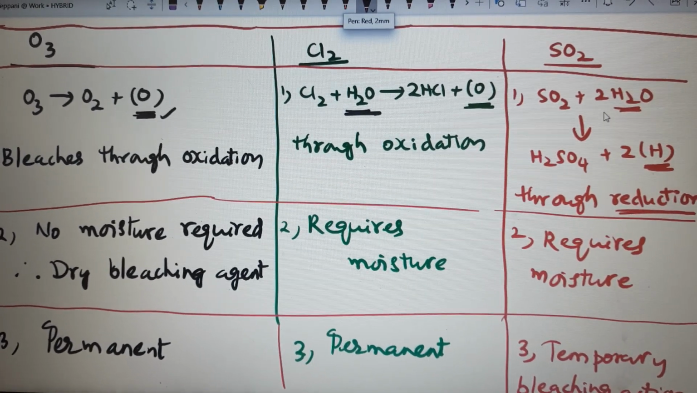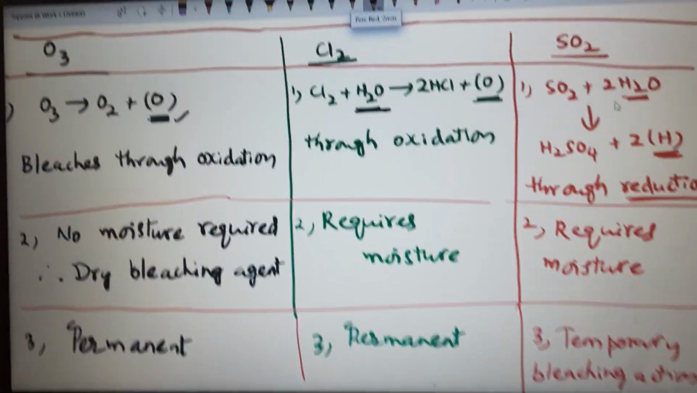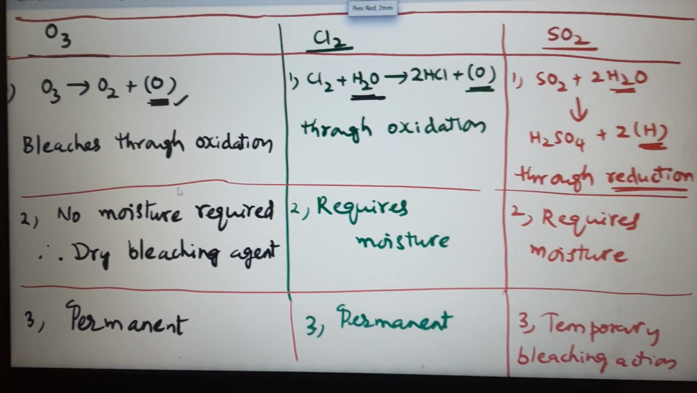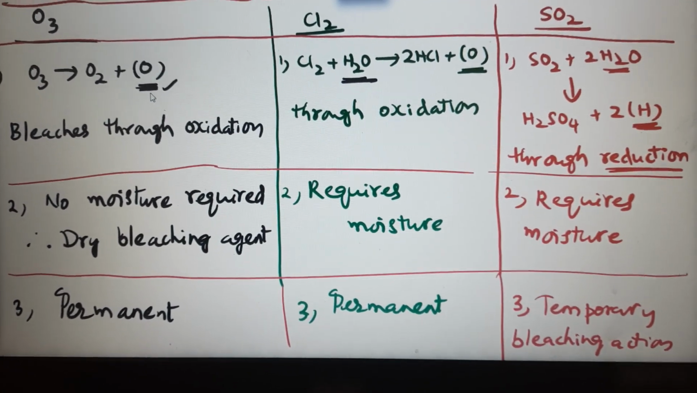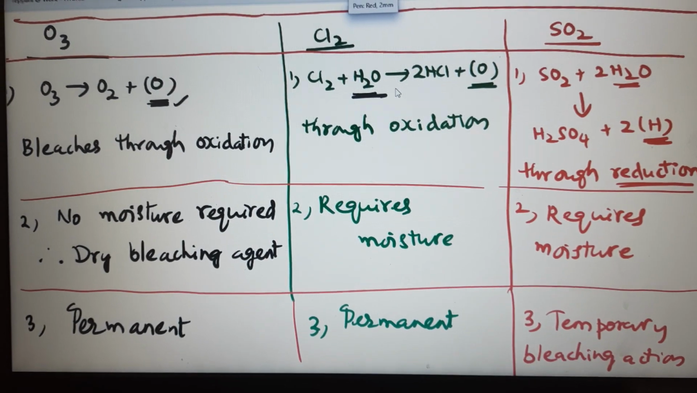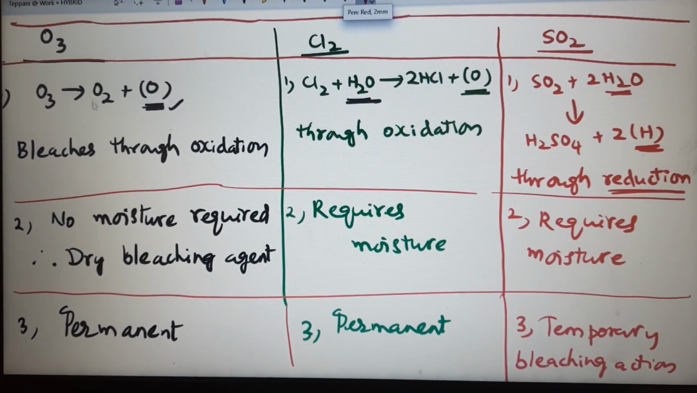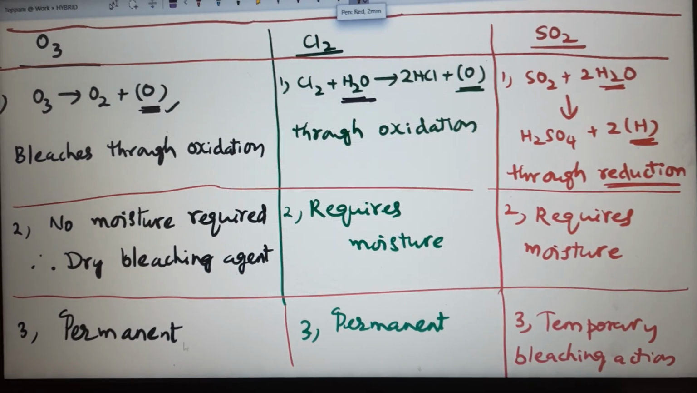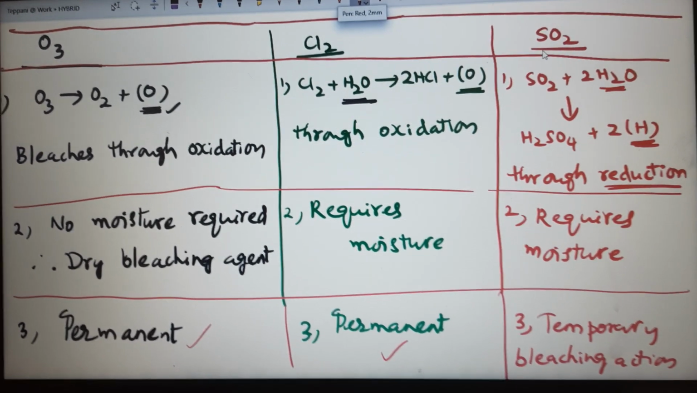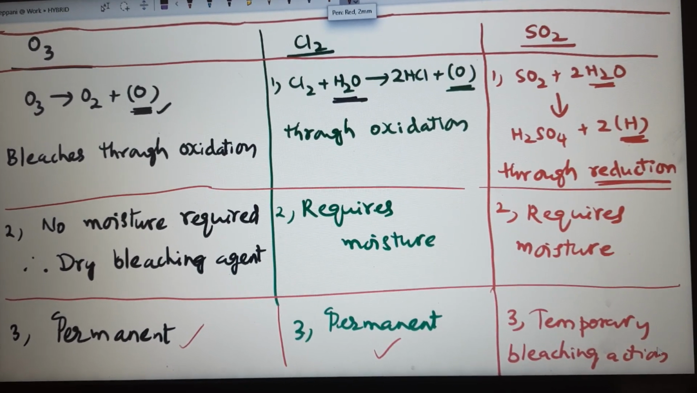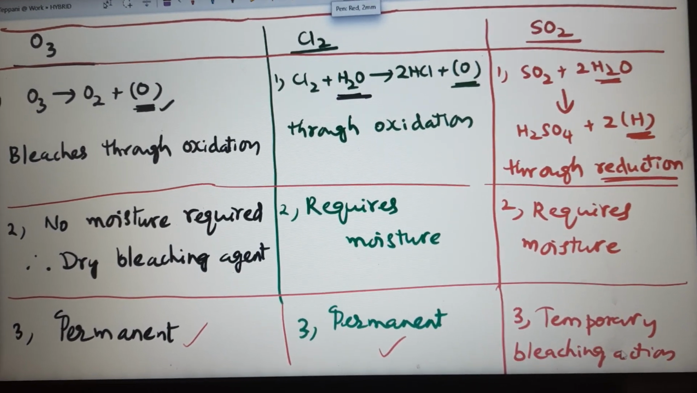So ozone is a dry bleaching agent, while moisture is required for chlorine and SO2 for doing bleaching. Ozone and chlorine bleach through oxidation, but SO2 bleaches through reduction. Being ozone and chlorine bleach through oxidation, their bleaching action is permanent. Being through reduction, SO2 bleaching is temporary bleaching action.